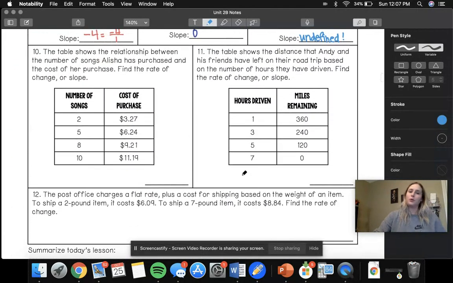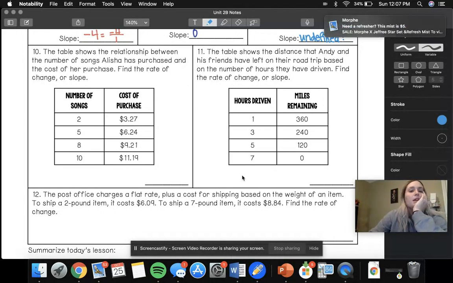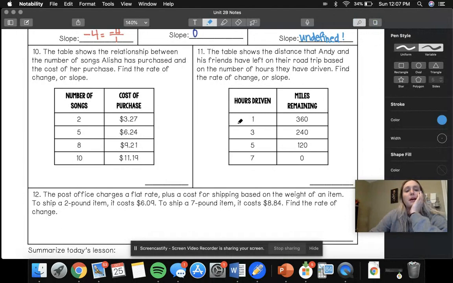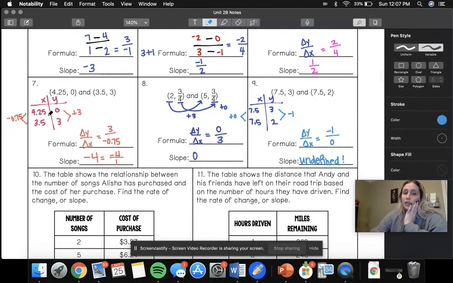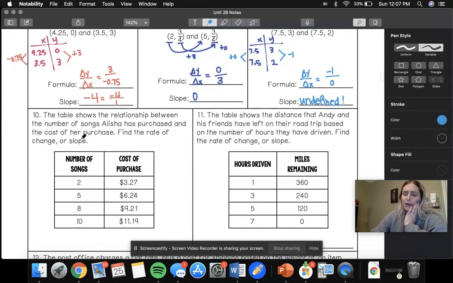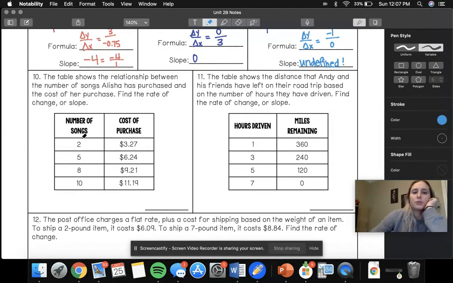All right, we're going to do 2 more. This is rate of change, so some word problems to it. Again, you can pick the formula way, you can pick the change way. These are tables, so I will most likely do it this way because it's already kind of set up that way. The table shows the relationship between the number of songs Alicia has purchased and the cost of her purchase. Find the rate of change or the slope.